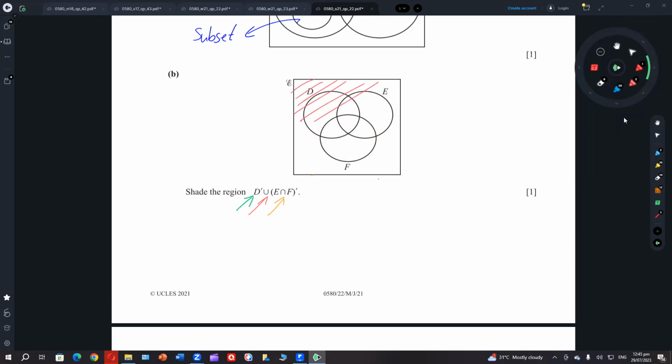So now I carefully shade. Now, so only this central part is left. So this is the answer.